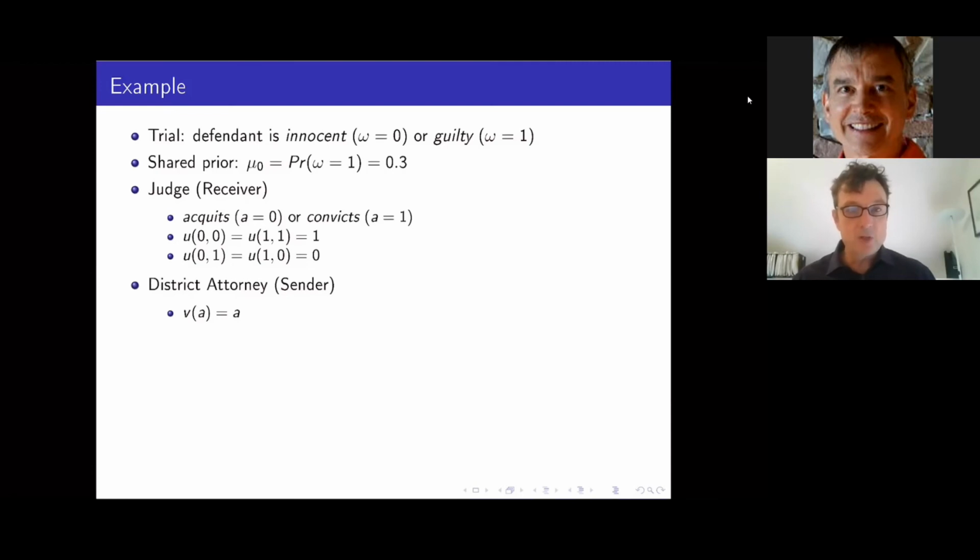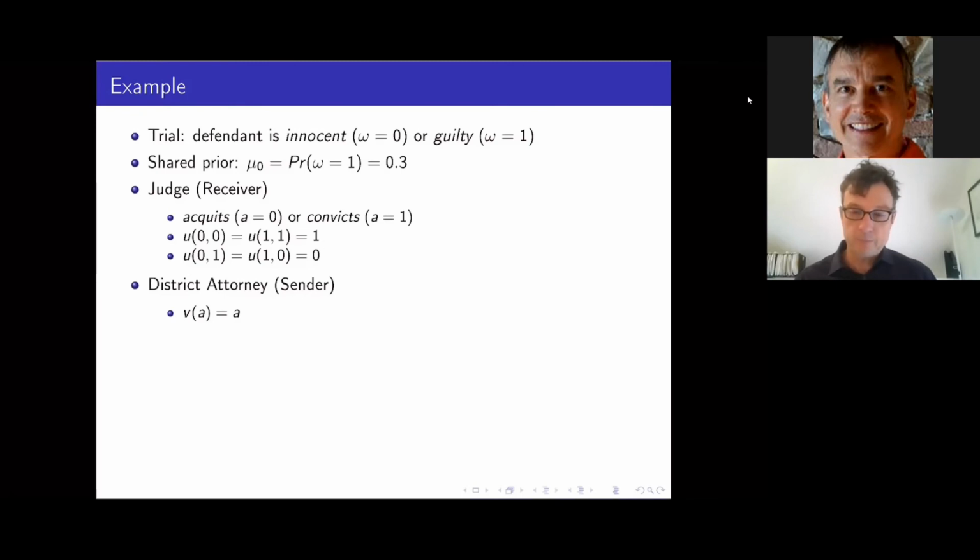Notice that the utility function of the sender and the utility function of the receiver are quite distinct. So a priori, their preferences are not at all aligned. They agree in the state of guilt, but they diverge in the state of innocence. And the question is, how can the district attorney, who's the sender, use the information to move the judge in a direction that's favorable in terms of the utilities of the district attorney?